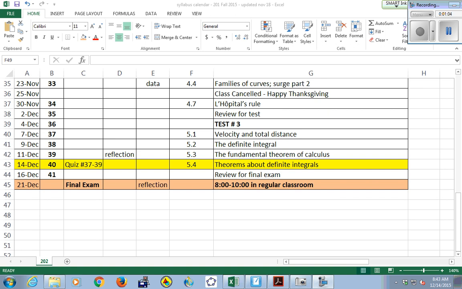Wednesday, we'll work on our review for the final exam. You have 2 study guides or 2 sets of practice problems for the final exam at the end of your packet. And then your final exam is on Monday, the 21st, from 8 to 10 in this classroom.